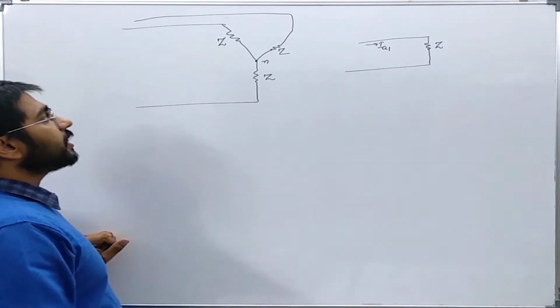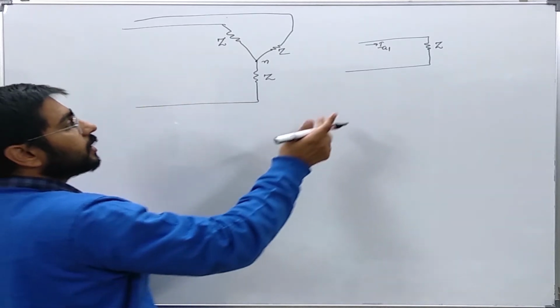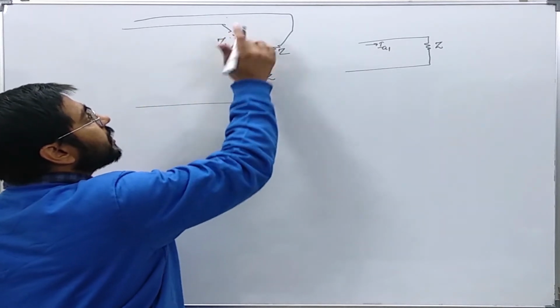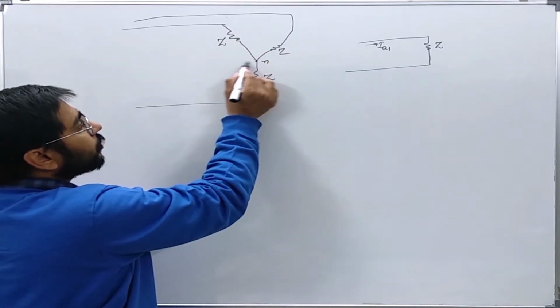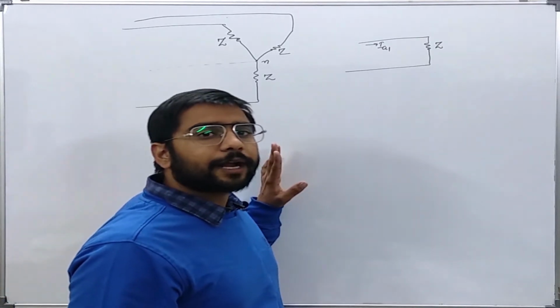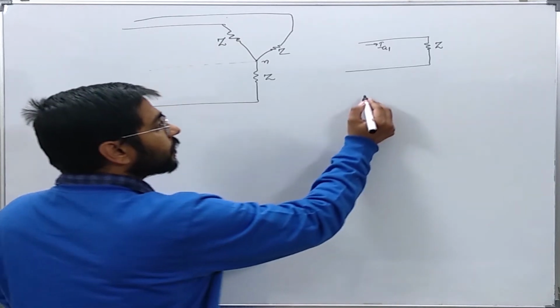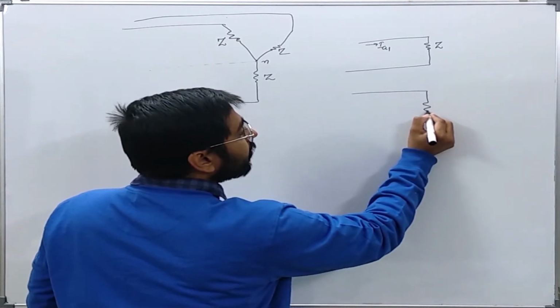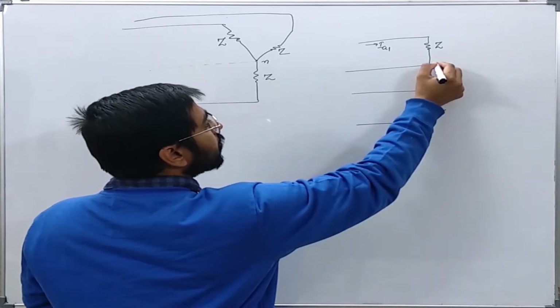Similarly, if negative sequence currents are flowing, then again it will see only Z as the per phase impedance with respect to its reference bus, because for the positive and negative sequence the reference bus is the neutral of the system. So again it will be like this only. This is the neutral.